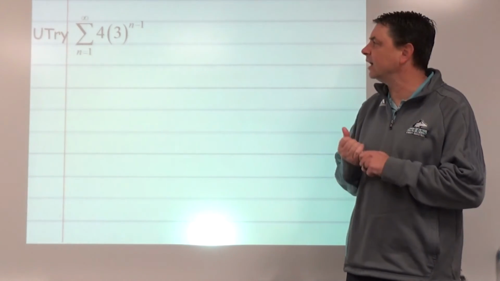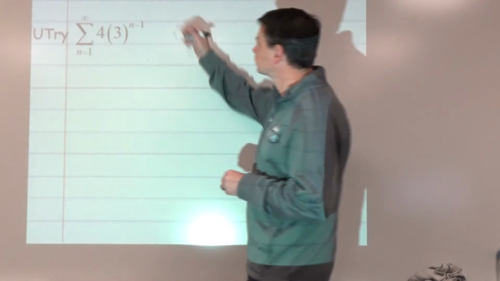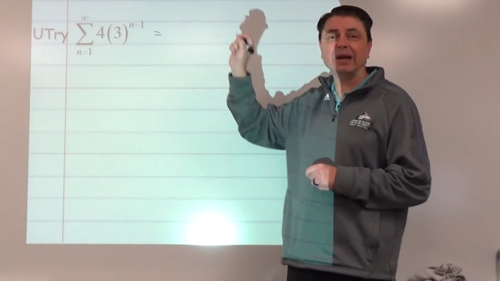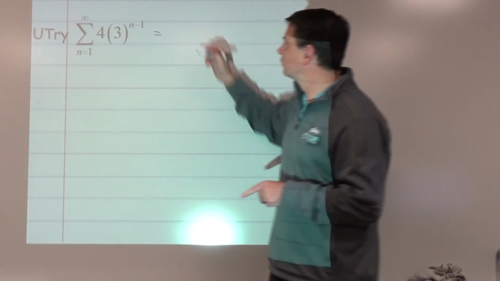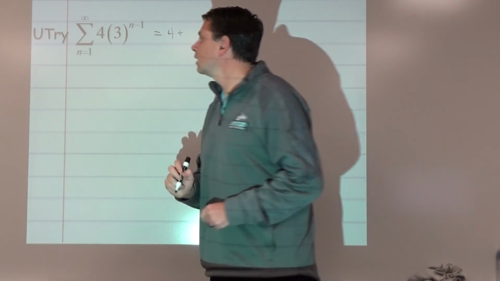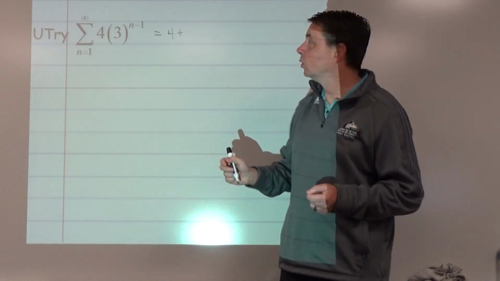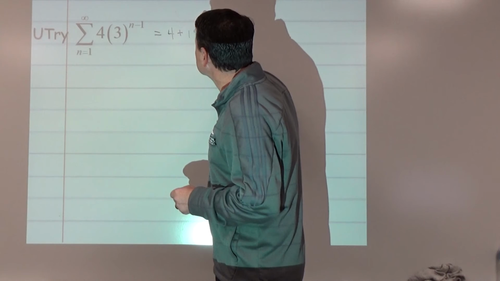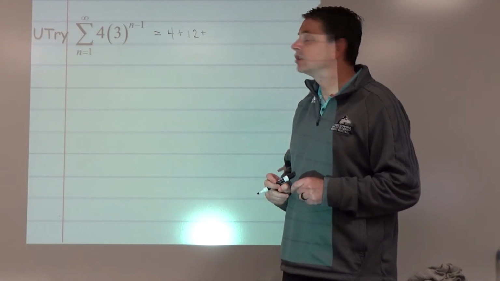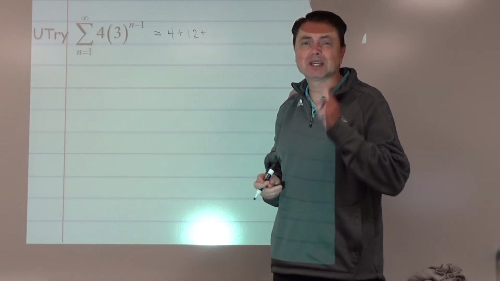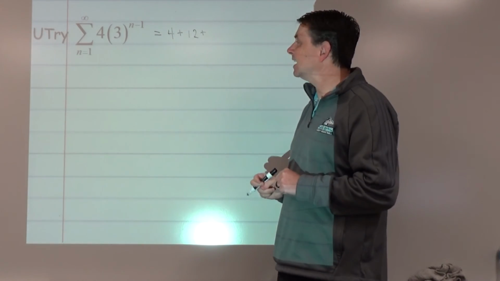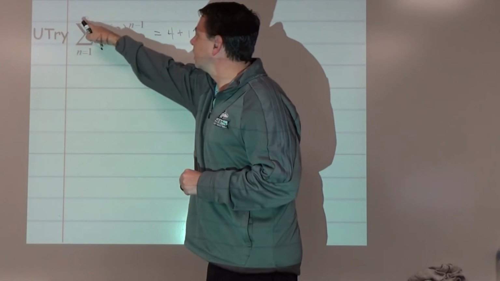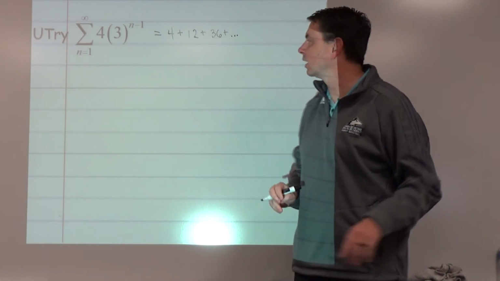So let's take a look at what the series looks like. Plug in a 1. 1 minus 1 is 0. 3 to the power of 0 is 1. Times 4 is 4. All right, let's plug in a 2. 2 minus 1 is 1. So 3 to the first power is 3. Times the 4 is 12. Let's do one more. Plug in a 3. Exponent becomes 2. 3 to the second power is 9 times the 4, 36. It is going to infinity, so we say dot, dot, dot, just keeps going forever.